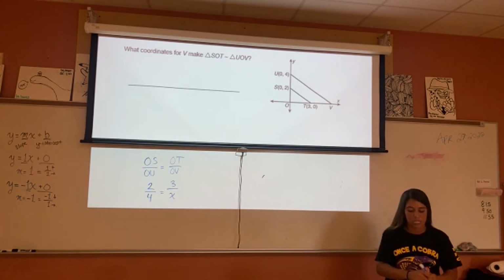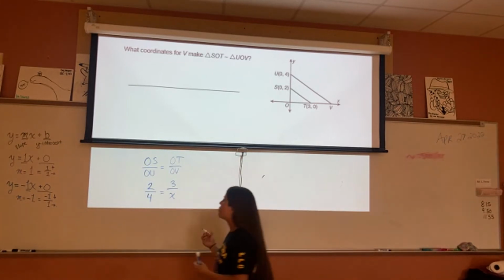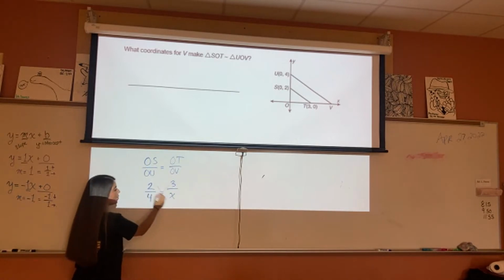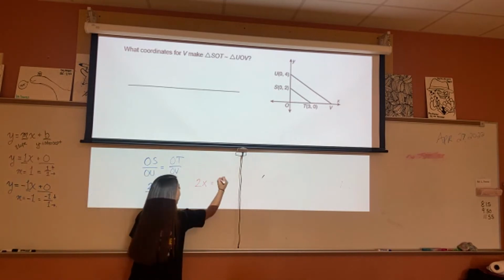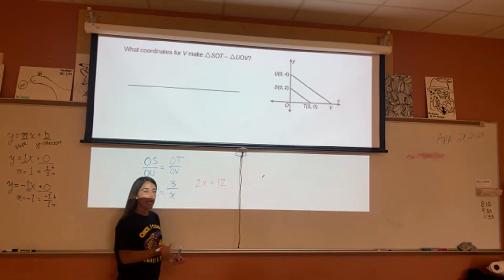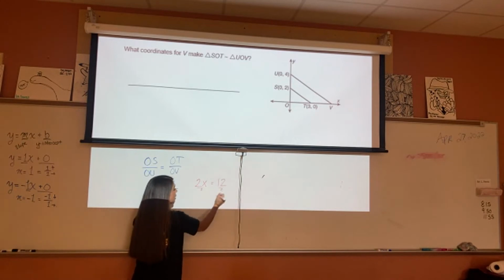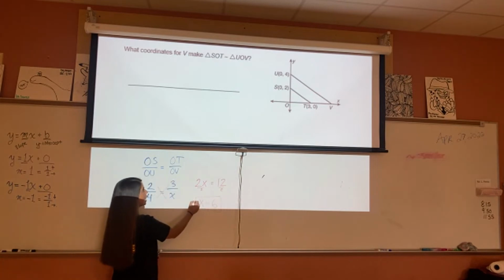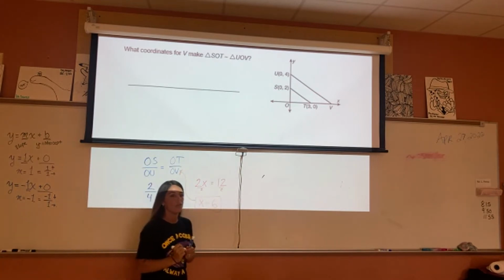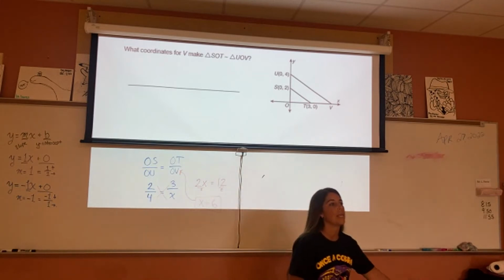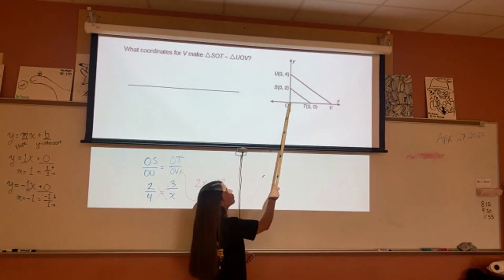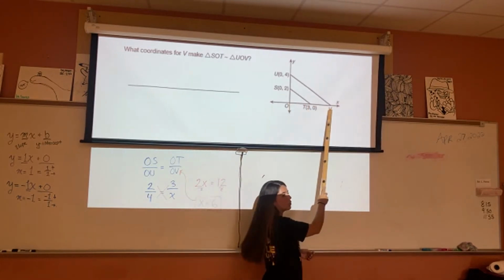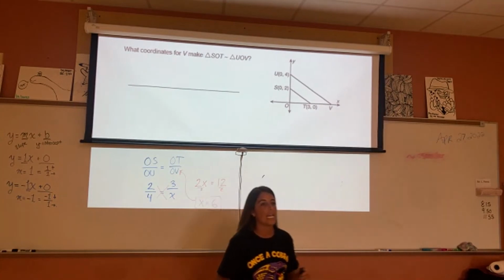I got my proportion. Just like before, I'm just going to cross multiply. When I do 2 times x, I get 2x. 3 times 4 equals 12. Again, I want to get x by itself. I divide each side by 2. x is equal to 6, and we plugged in x for OV. What that really means to me is the length of this entire side is 6. So I'm going from 0, 0, I slide over 6, and I end up at 6, 0.